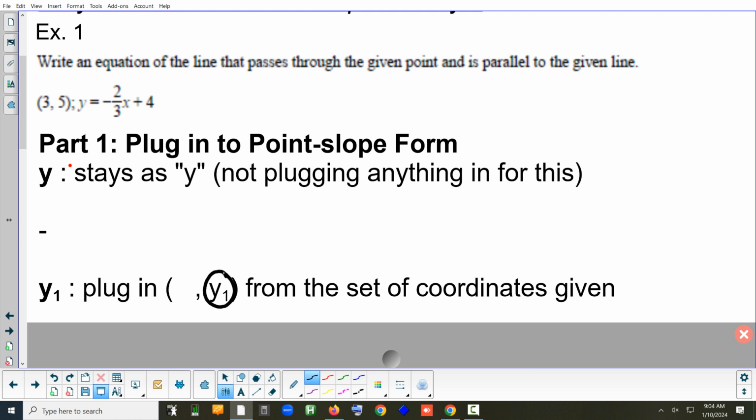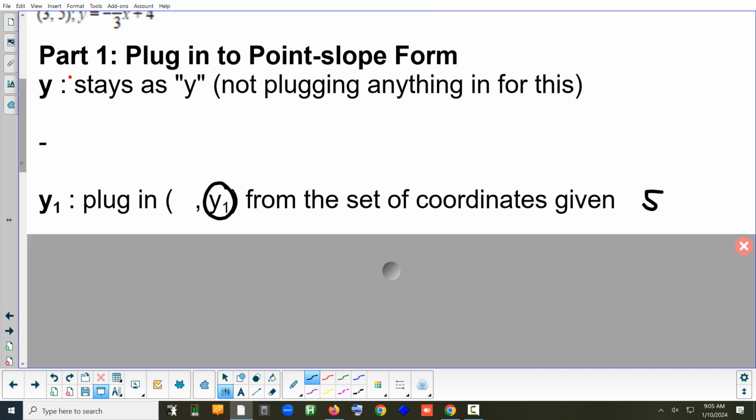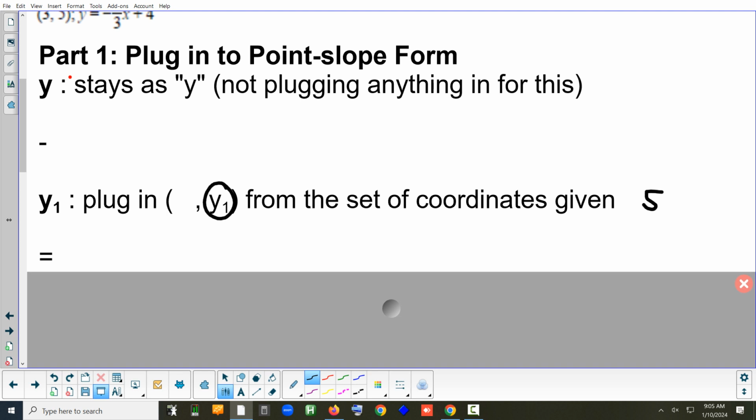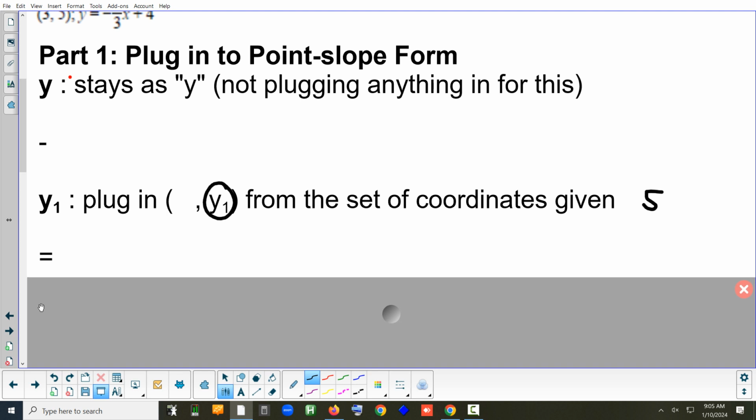So when we do it, we're going to go back up, we'll look at the coordinate they gave us, and we're going to write down the number after the comma. So we'll just put it off to the side. So in our coordinate, what's the number after the comma? 5. Okay, so when we start doing this problem out, we're going to use a 5 for y1. Okay, what's the next thing that comes right after the y1? Equals. That just stays the same. So you don't do anything to that.